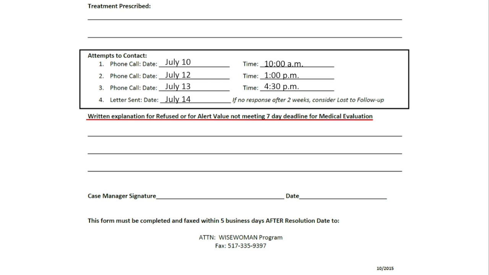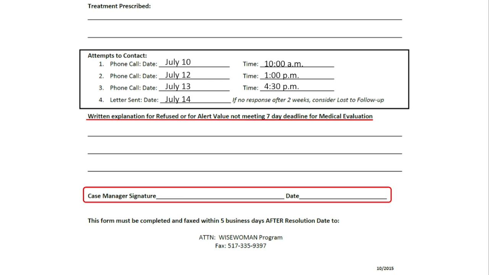We use the written explanation for refused with hypertension case management, but we're also going to be using this to write for any alert values that don't meet the 7-day deadline for medical evaluation. And it is important that they are seen within 7 days. So if it doesn't happen, in some cases the woman will cancel the appointment and reschedule it, or you may not be able to get her in within 7 days. But just write down what happened so that we know and we're able to report that to CDC.